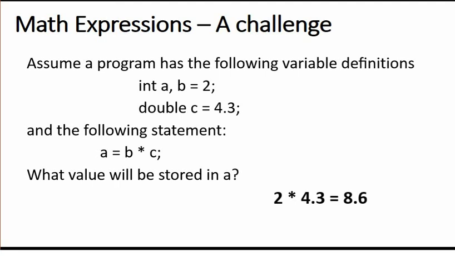Well, you have 2 times 4.3, which is 8.6. But since a is an integer, it's not going to store 8.6. It's just going to store the integer portion, which is the 8. So a will store 8 and not the 0.6 because a can only store an integer value. So the 0.6 will be removed or truncated.